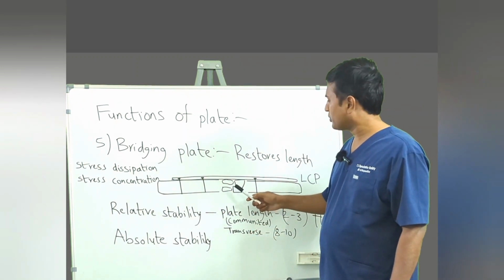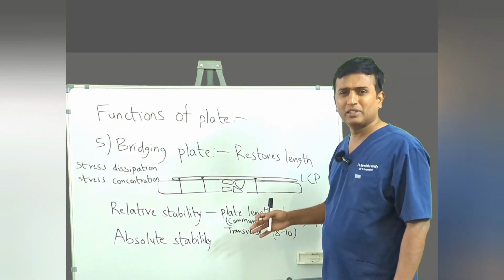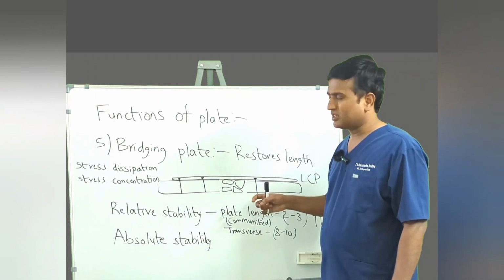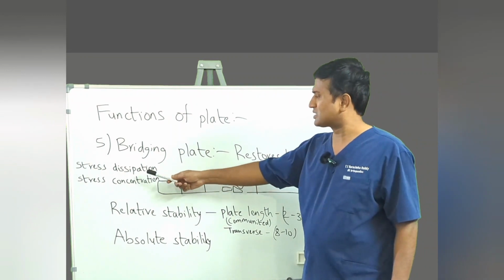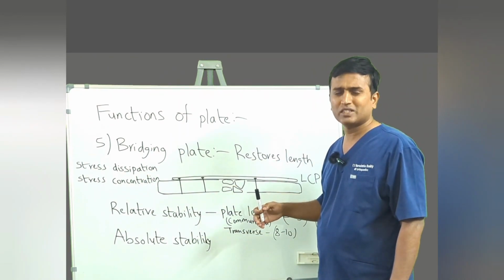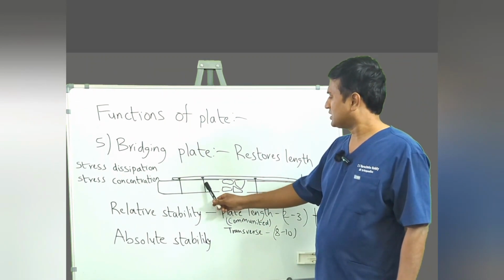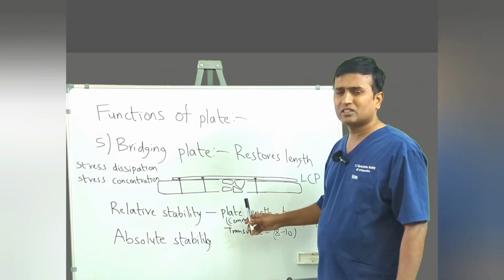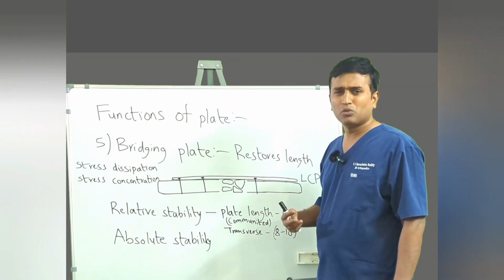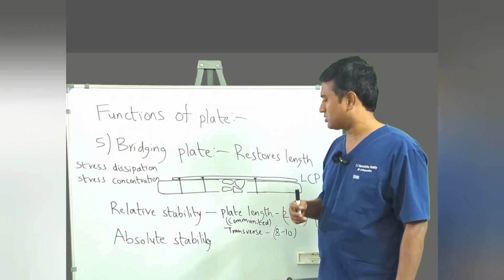Whenever we fix the screws far away from the fracture site, the stability of the plate is better. The stress dissipation is better and it gives more stability. And whenever we fix the screws very near to the fracture site, the stress concentration is more and the stability of the plate goes down.